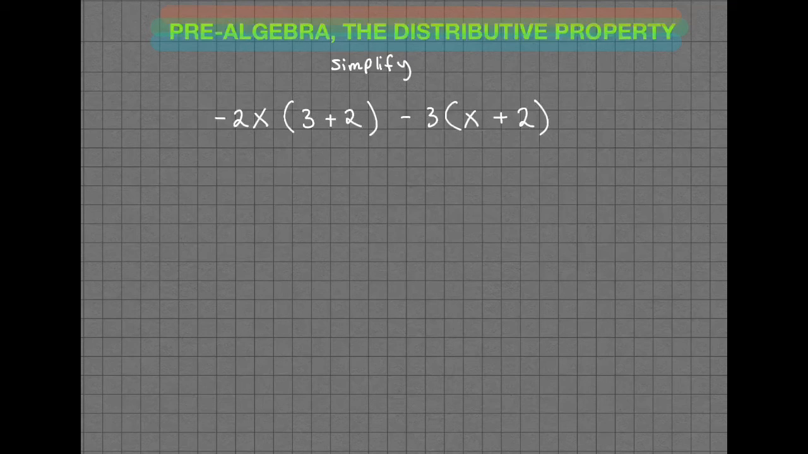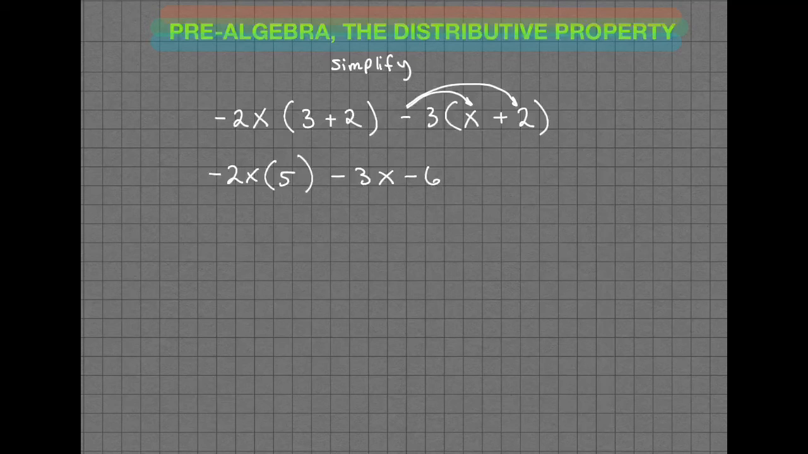Okay, let's simplify this one here. The first thing we notice is that we have two constants and they're in parentheses. So we want to add these two together. I guess that would be our first step. So then we're going to say -2x times 3 plus 2 gives us 5. And while we're at it, we could go ahead and distribute this in as well. So -3 times x gives us a -3x, and -3 times a positive 2 gives us a -6.